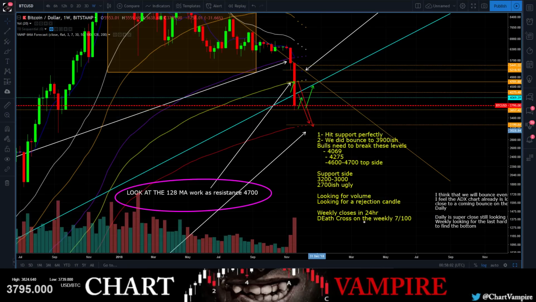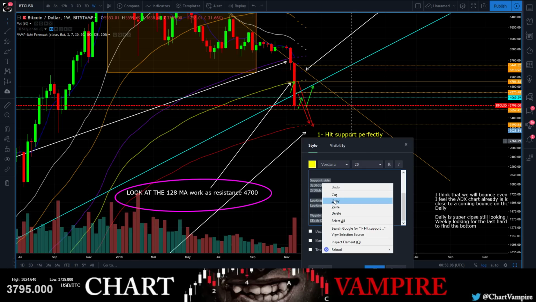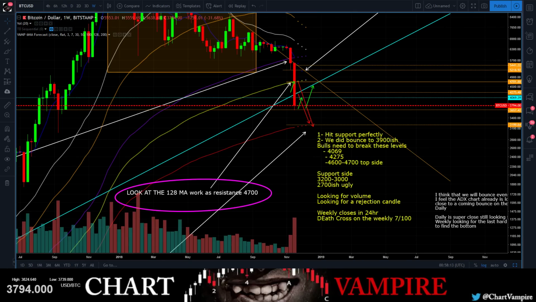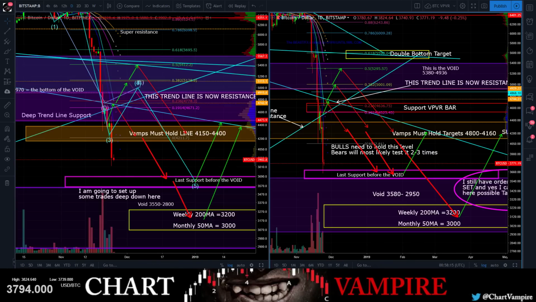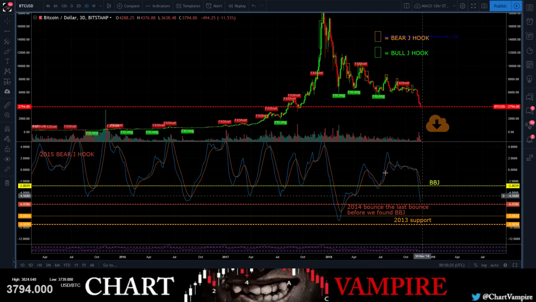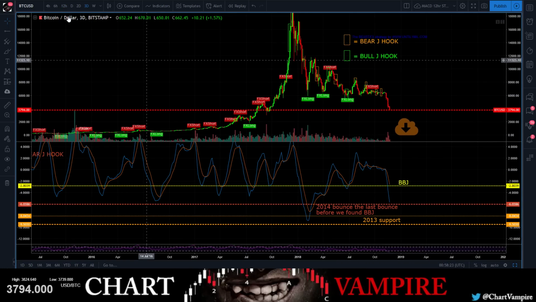Okay, now I just advised all of the members to open up a chart for me. I want every single member to go in, and this is the chart you have to open. I'm telling you guys, if you like to make money, if you like to find the bottom, this is the chart I want every single member to have right here. I want the Bitstamp chart.